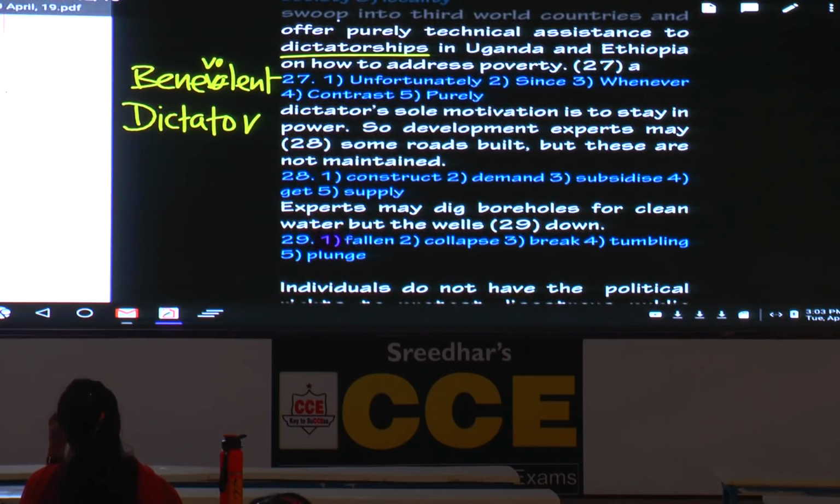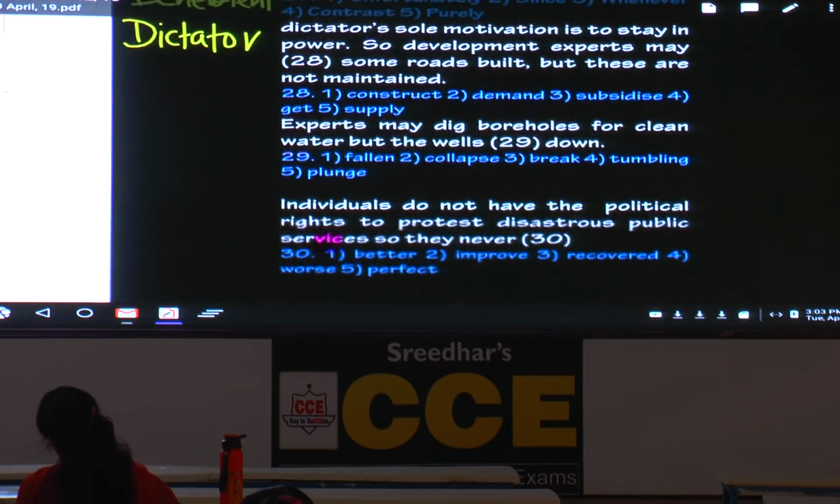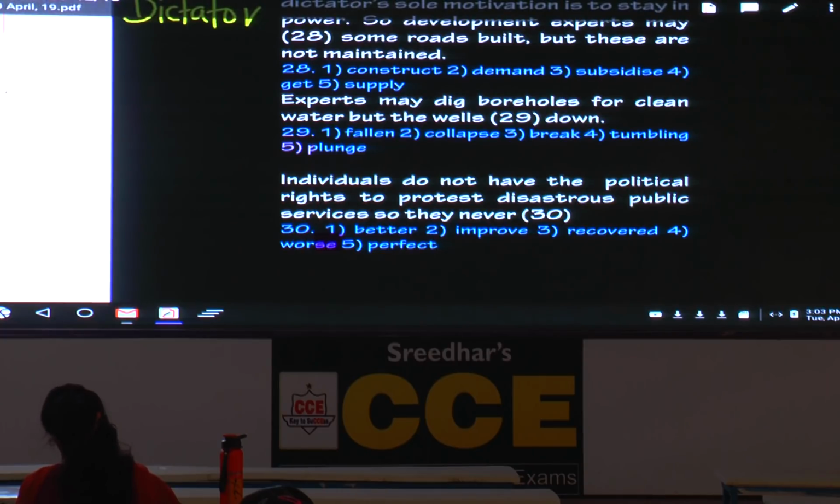Now next one, what is it? Experts may dig bore holes for clean water, but the wells, this is very difficult. Even I had to cross-check this one. I thought it could be either plunge or collapse, but the answer is the second option, collapse. A well collapses. There's a typical expression. So the answer is the second option. Next, individuals do not have the political rights to protest disastrous public services, so they never better, improve, recovered, worse, perfect. So what is the answer? They never improve.